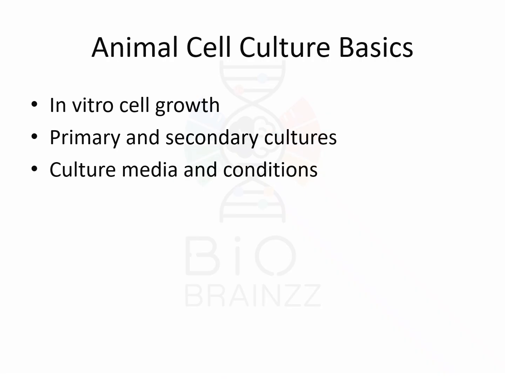Animal cell culture basics. Animal cell culture involves growing animal cells in vitro under controlled laboratory conditions. Cells can be obtained directly from tissues and grown as primary cultures, which retain many characteristics of the original tissue. Over time, these cultures may be subcultured to form secondary cell lines, which can be maintained for longer periods. Proper culture conditions require nutrient-rich media, controlled temperature, and a sterile environment.